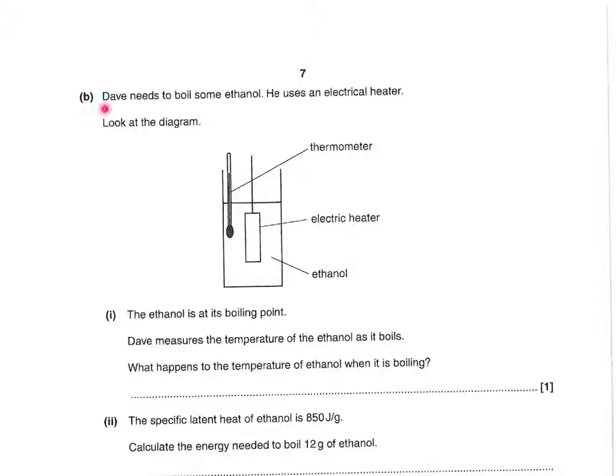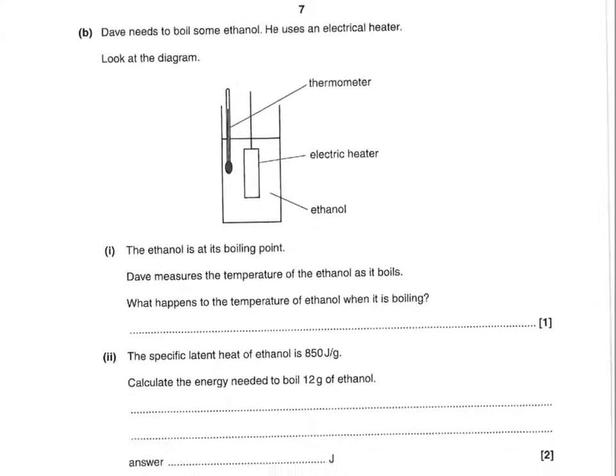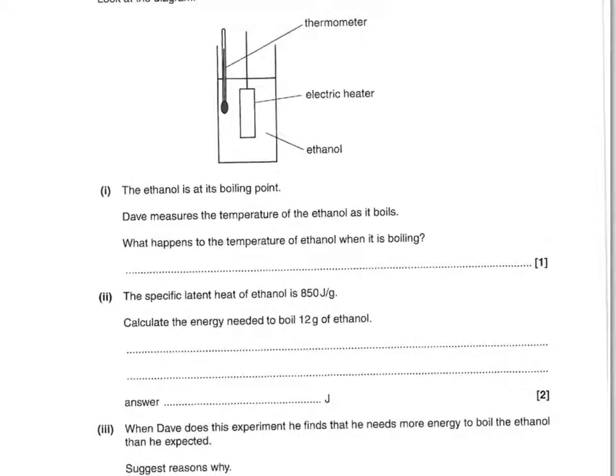Next question says, Dave needs to boil some ethanol. He used an electrical heater. Look at the diagram. So if the ethanol is at its boiling point, Dave measures the temperature of this ethanol as it boils. What happens to the temperature as it boils? You just say it stays the same. Remember, when something's freezing or boiling or melting, the temperature of it stays the same.